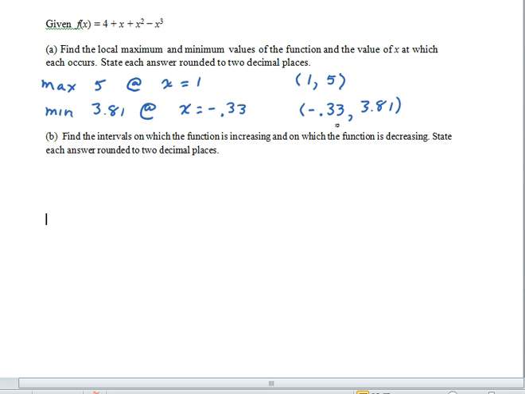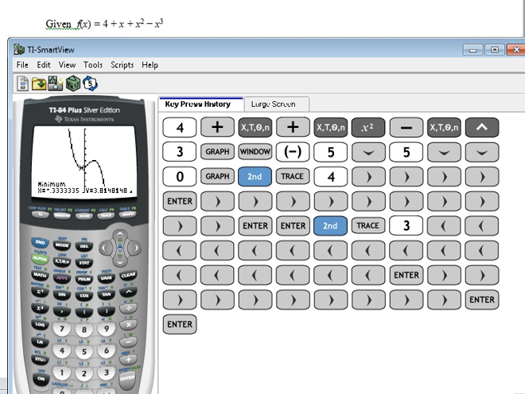So now let's go back to look at the graph, and we see that the graph is increasing from its minimum value up to its local maximum. So between the local minimum and the local maximum, the curve is increasing. Now, in order to designate that, we use the interval from the domain of the function that is involved. And so it would be from negative 0.33 all the way up to 1, because negative 0.33 is where the minimum occurred and 1 is where the maximum occurred.